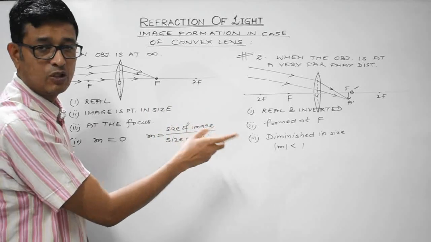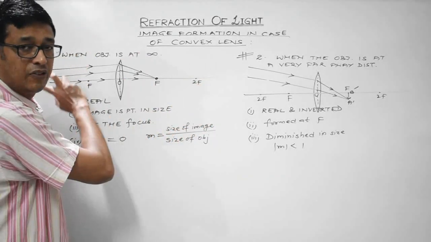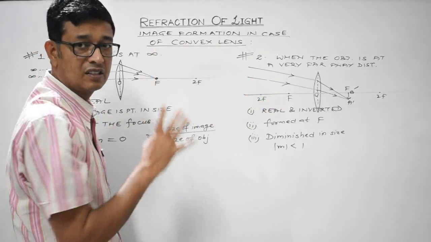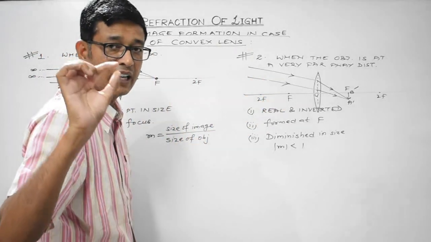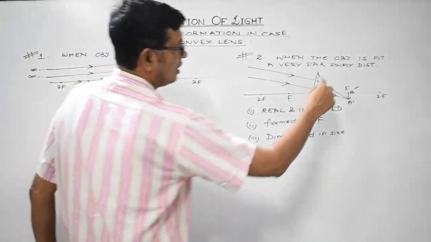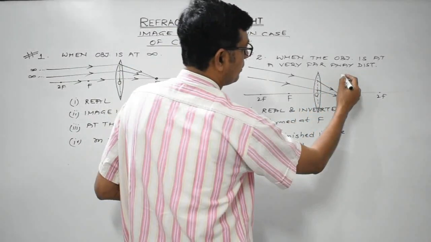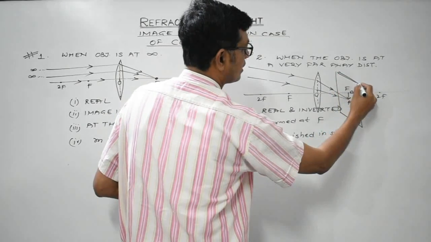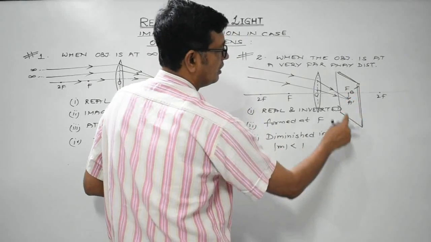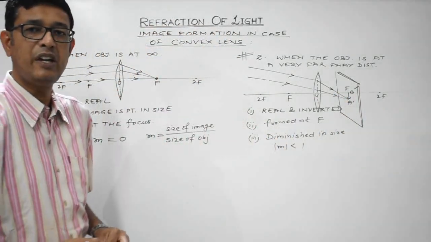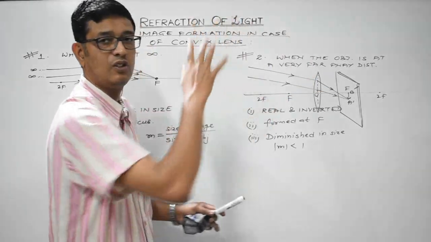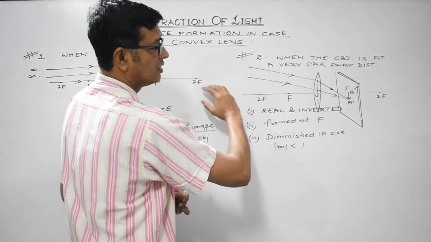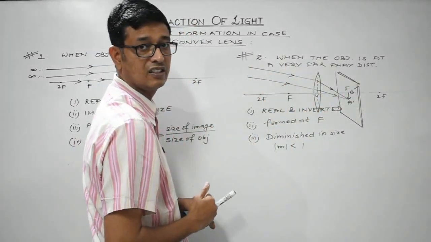In both the cases, the image will be formed at the focus. But at infinity, the image is point in size, while when the object is at a very, very far away distance, the image has some finite size. And look, if I place a screen over here, a cardboard or a chart that can act as a screen, then this small inverted image of that distant object can be easily obtained. So the object lies on the left hand side, and its image is found on the right hand side.